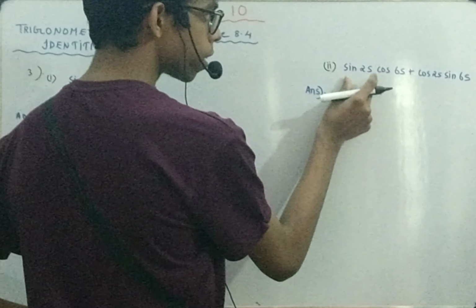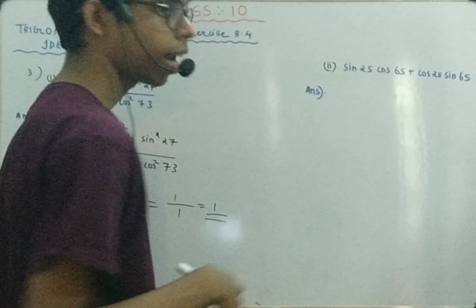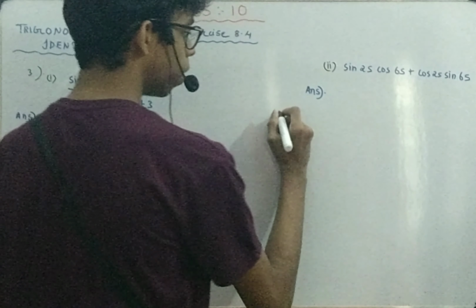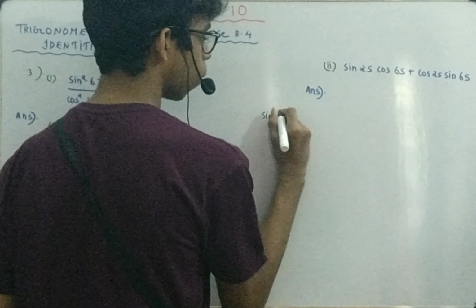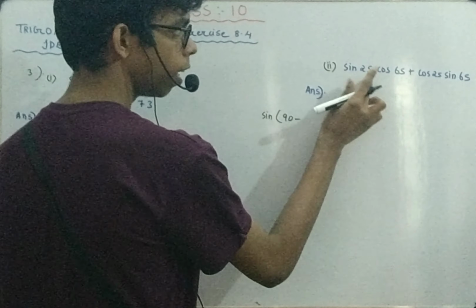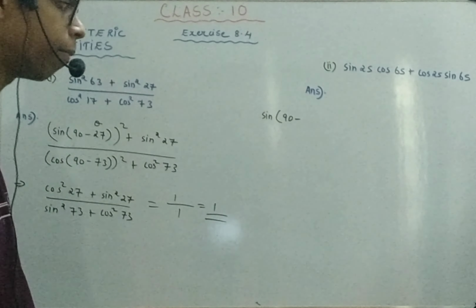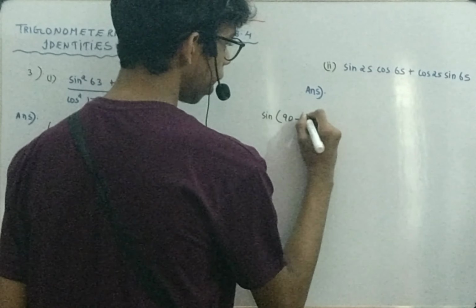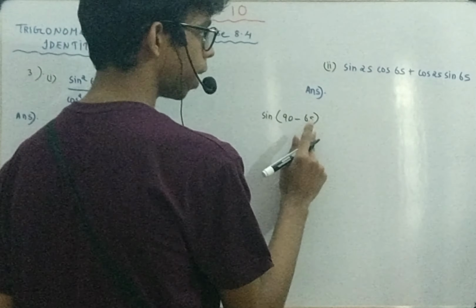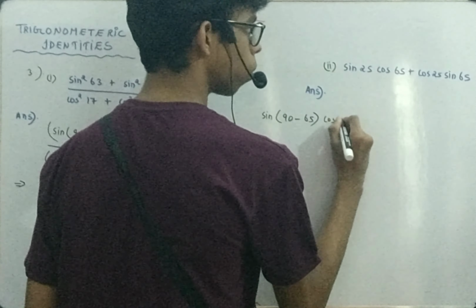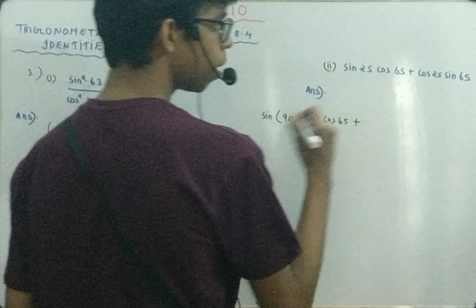Okay, so let us take this sin 25. Write it in the 90 minus theta form. So I can write sin of 90 minus what gives 25? Yes, 65, right? So sin of 90 minus 65 into cos 65, write it as it is, plus.